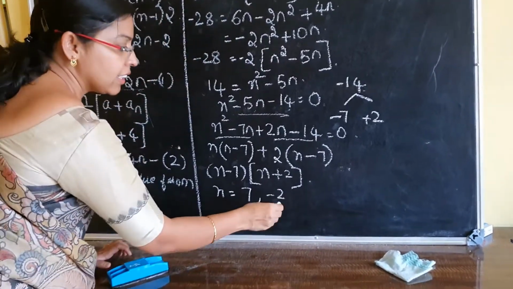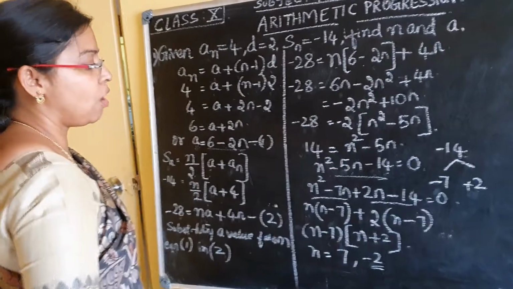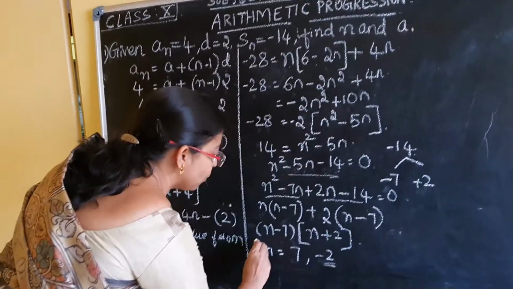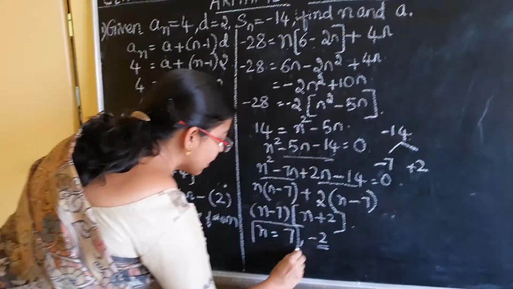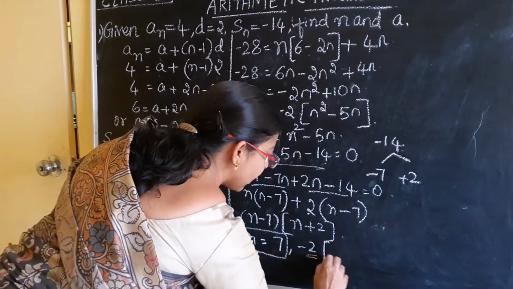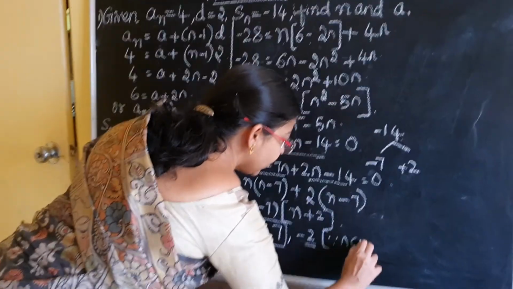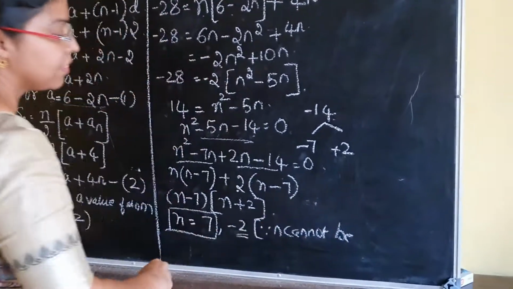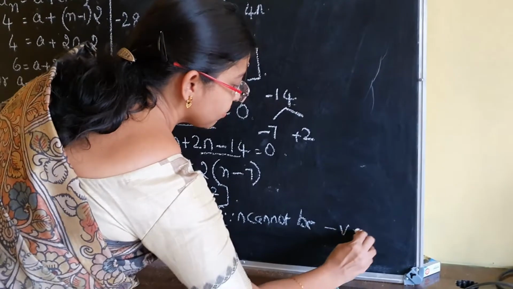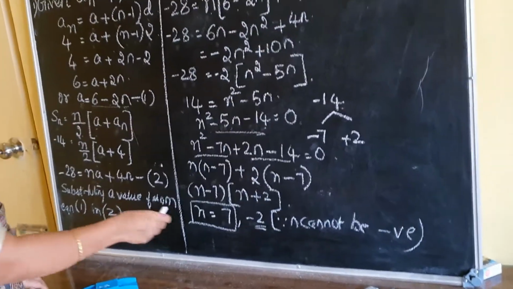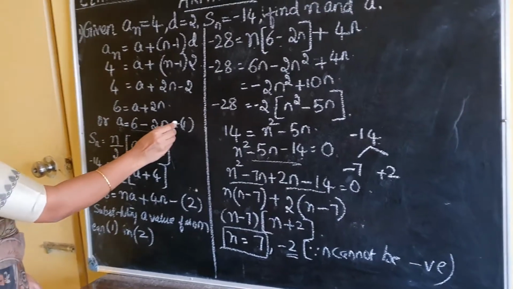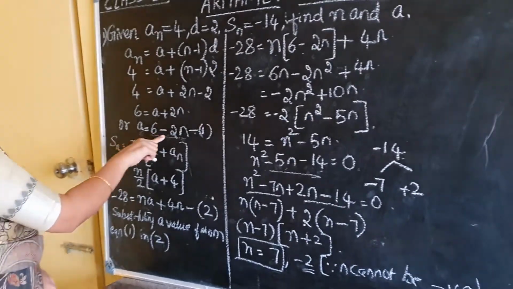We cannot take the negative value of n because the number of terms cannot be negative. Therefore n value will be 7, since n cannot be negative, and this value of n equal to 7 can be substituted in equation 1 to get the value of a.